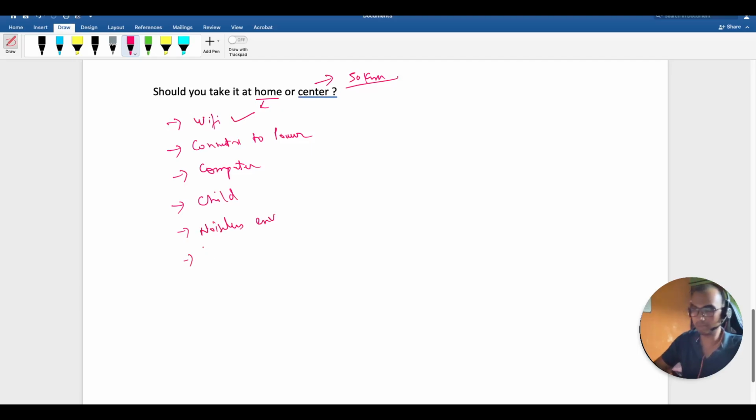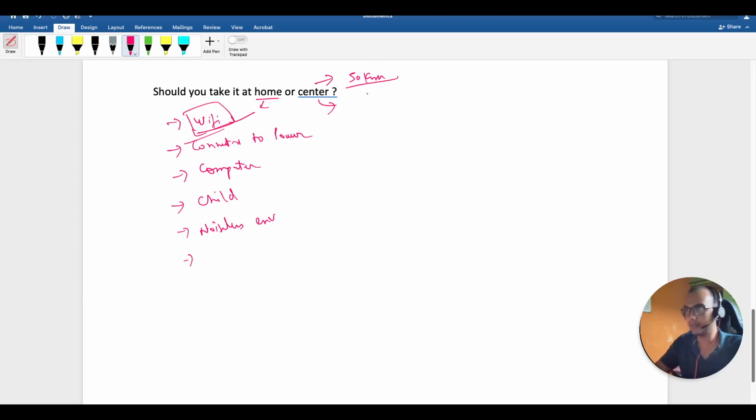Again, the major thing is that your Wi-Fi can go down. So you don't have any control over your Wi-Fi. Even if you have two modems, some time is required to switch to the next modem. So there is latency in between, and you have to avoid it. So my suggestion to you is to take the exam from the center. There, you don't have to worry about anything. You just have to reach the exam center.